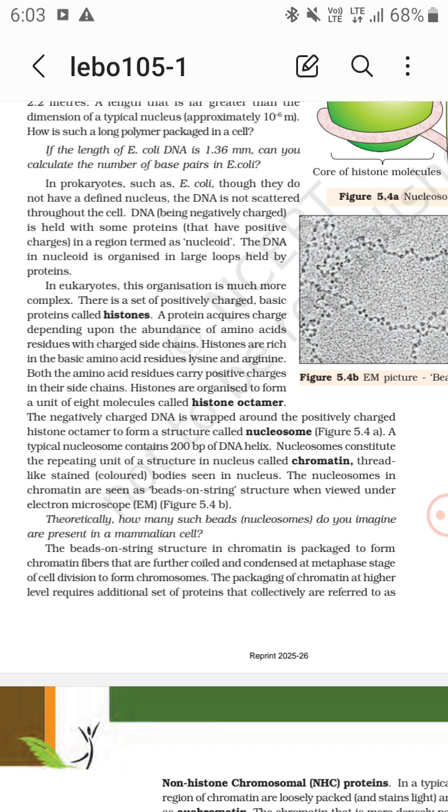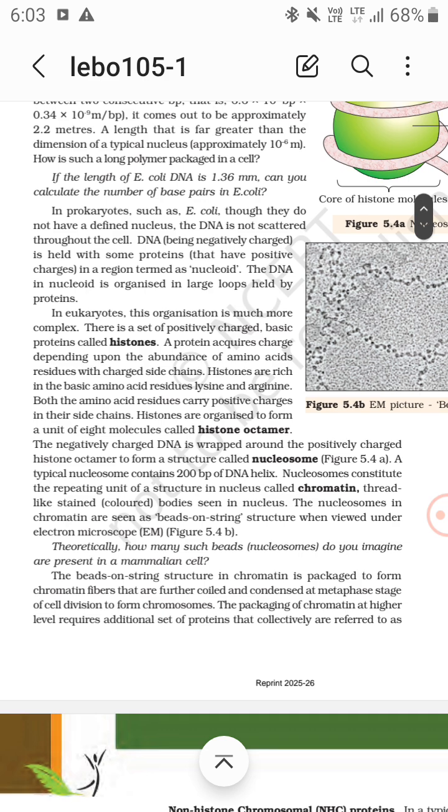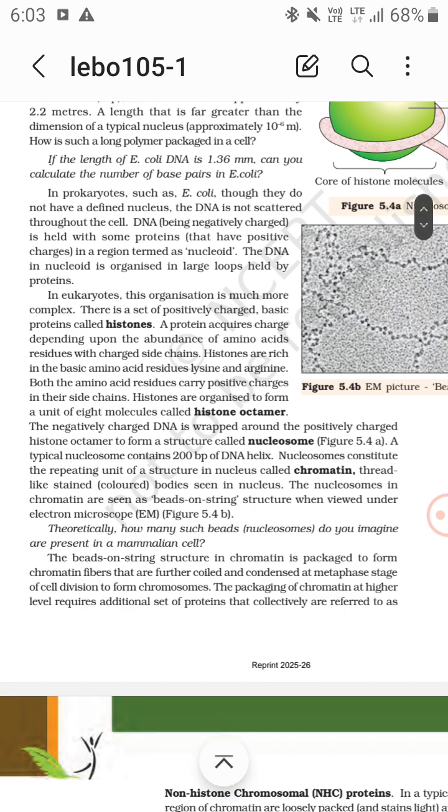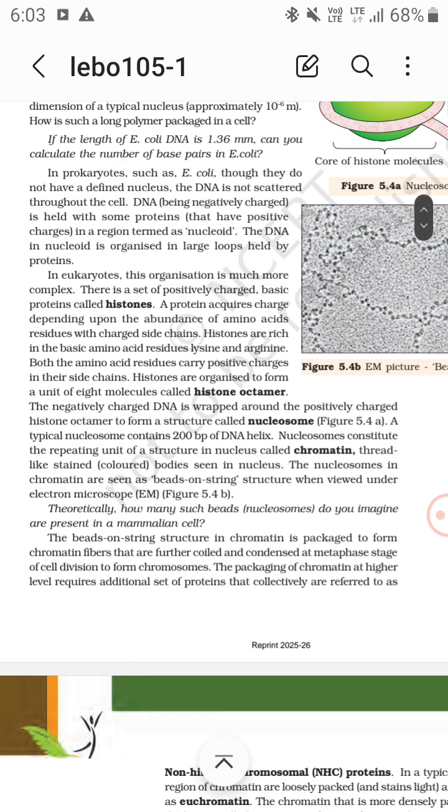In eukaryotes, this organization is much more complex. There is a set of positively charged, basic proteins called histones. A protein acquires positive charge depending upon the abundance of amino acid residues with charged side chains. Histones are rich in the basic amino acids lysine and arginine, and both carry positive charge in their side chains. Histones are organized to form a unit of eight molecules called the histone octamer. The negatively charged DNA is wrapped around the positively charged histone octamer to form a structure called a nucleosome.